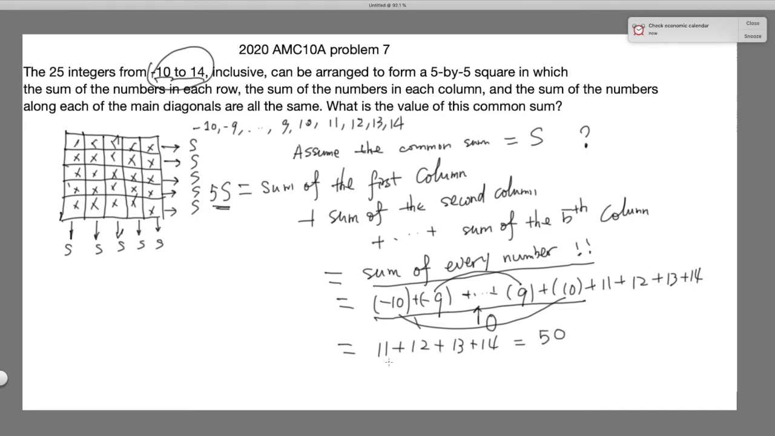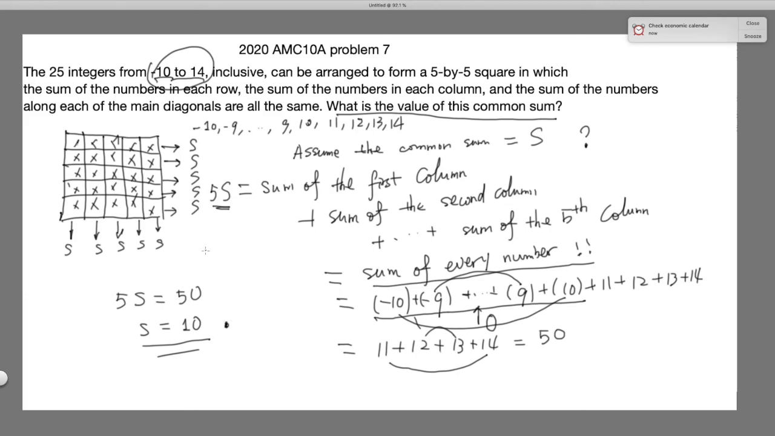Again, you can use the technique of pairing them together. This is 25, this is 25, so the whole thing equals 50. So 5s equals 50, and s equals 10. And that is the value of this common sum.